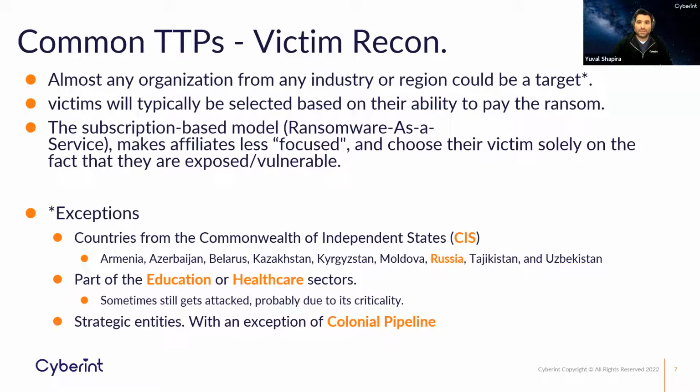Regarding the exceptions that might be at a lower risk, as I've just mentioned, the first exception would be the CIS countries. For example, you have Russia, Belarus, and more. The second exception is the education and healthcare sectors. But again, we do hear about hospital malfunction due to ransomware attacks. So again, an exception for every rule, you could say. The third exception is strategic entities, which usually get left out, while we can still see exceptions like the strategic attack on Colonial Pipeline.